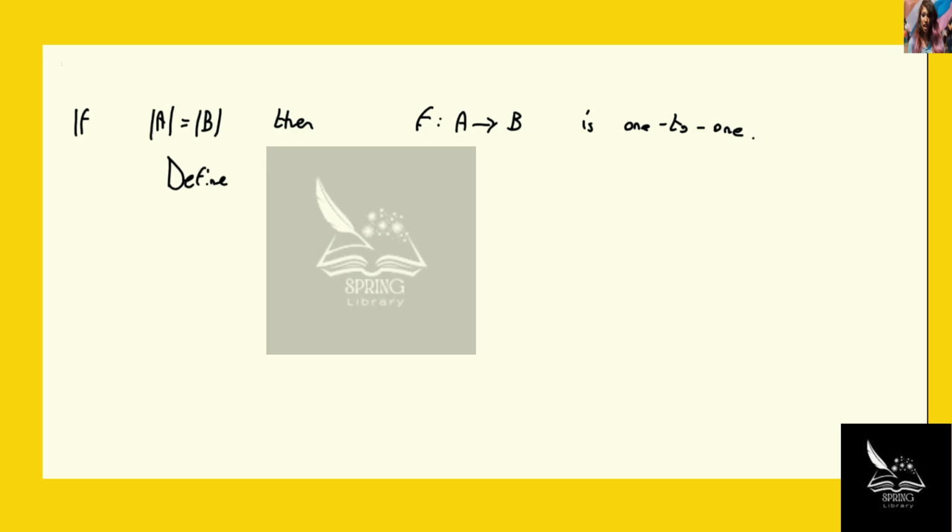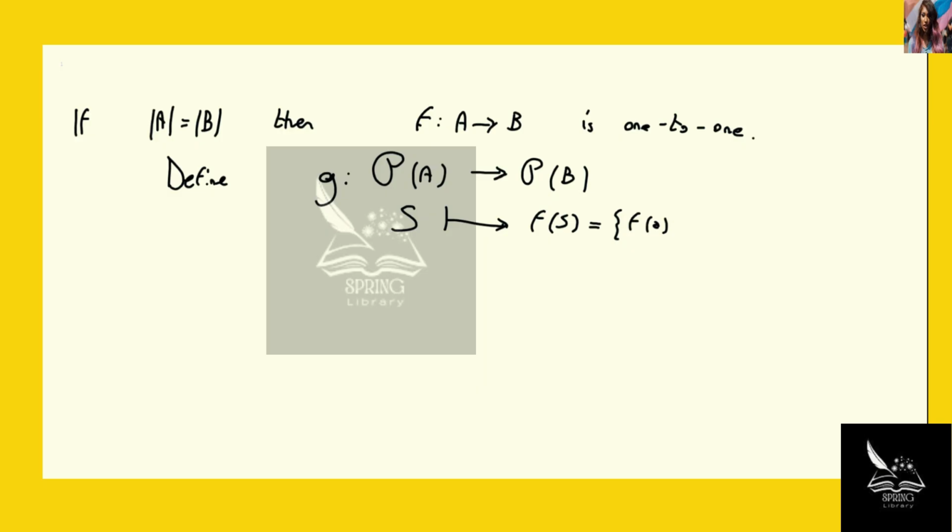Now let's define a function g that goes from the power set of A to the power set of B, that maps a subset S of A to the set f of S, which I recall is defined as the set of f of little a such that little a is in S. So it's the image of all the elements of the set S. We want to show that this g defines a bijection.